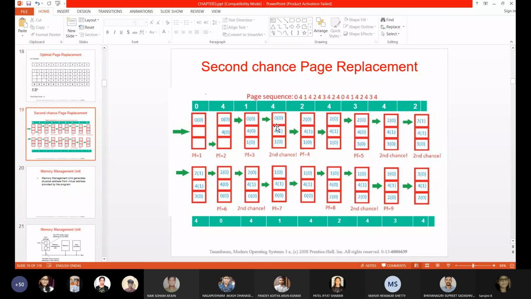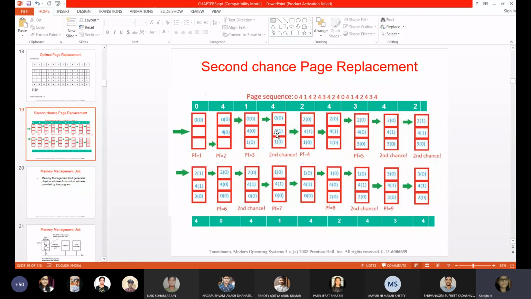Is this clear? I repeat, new page number four arrives. At that time the main memory was like this. Page number four was already there in the main memory, so it is a page hit. Whenever a page hit occurs, if that page's reference bit is zero, it will be changed to one. But there is no change in the pointer.